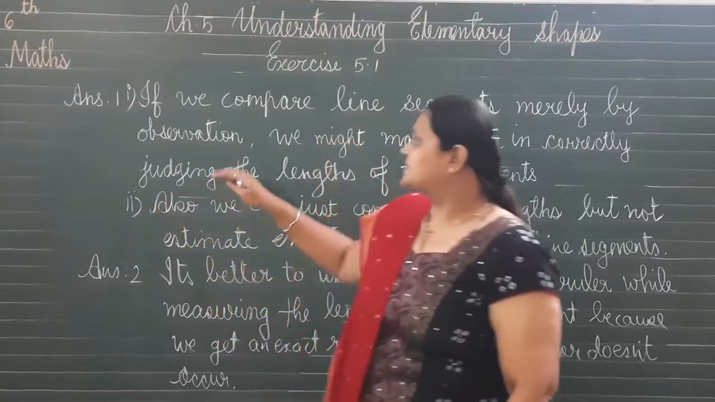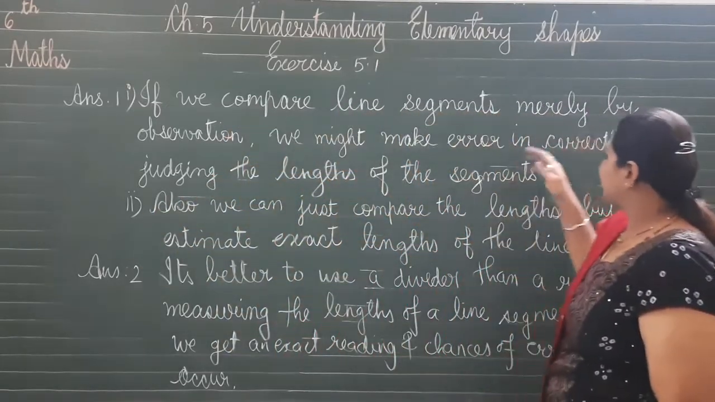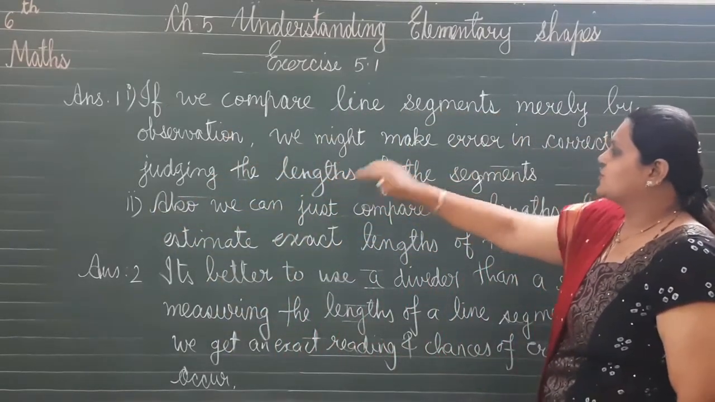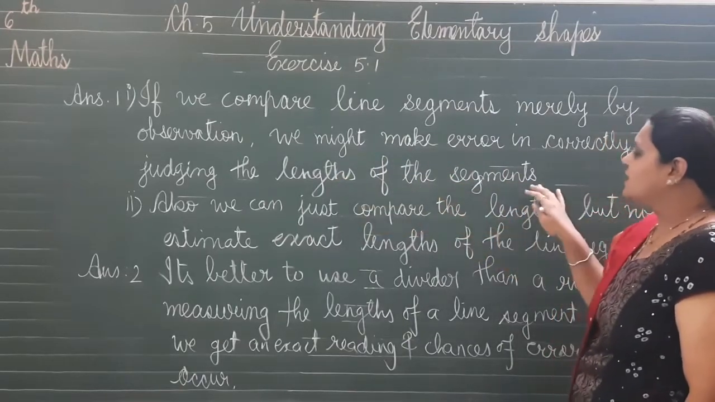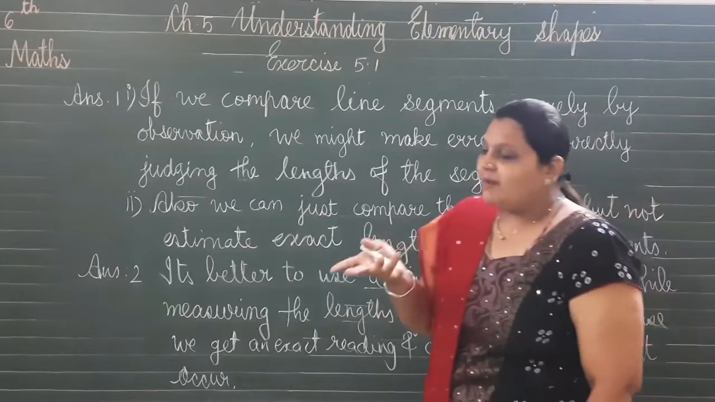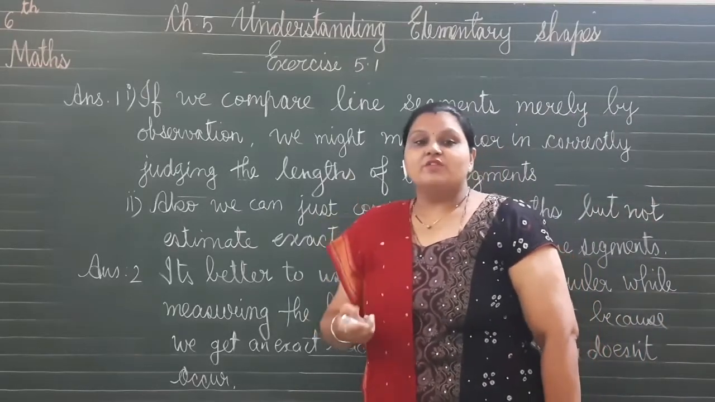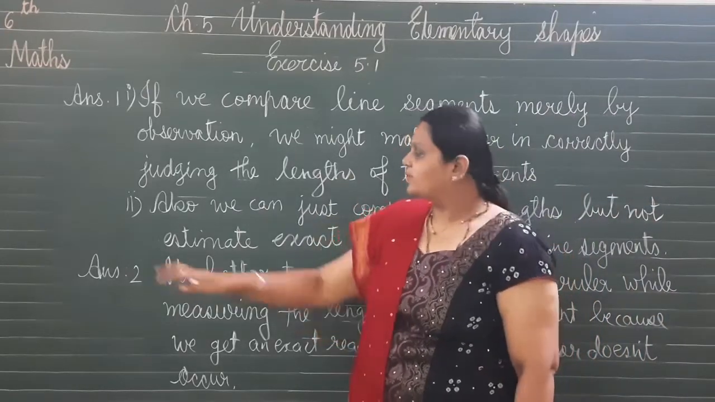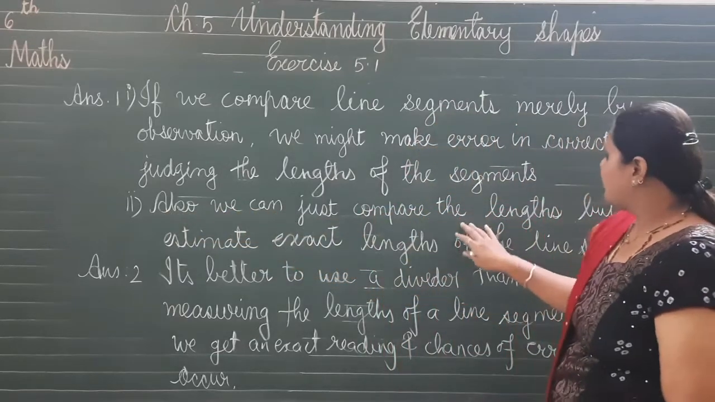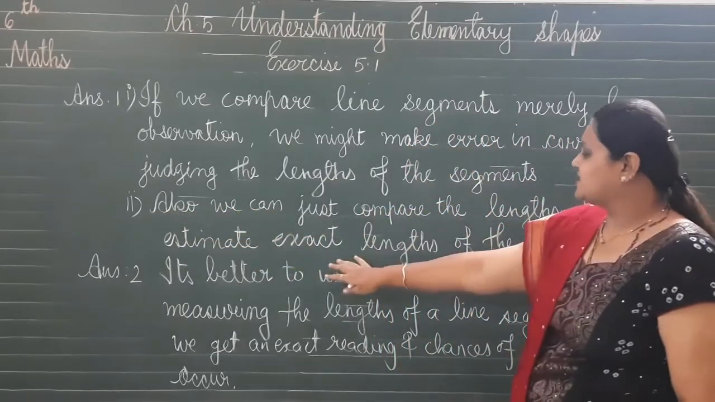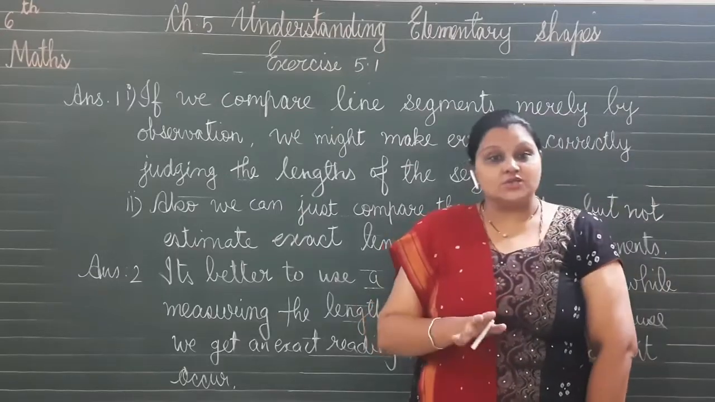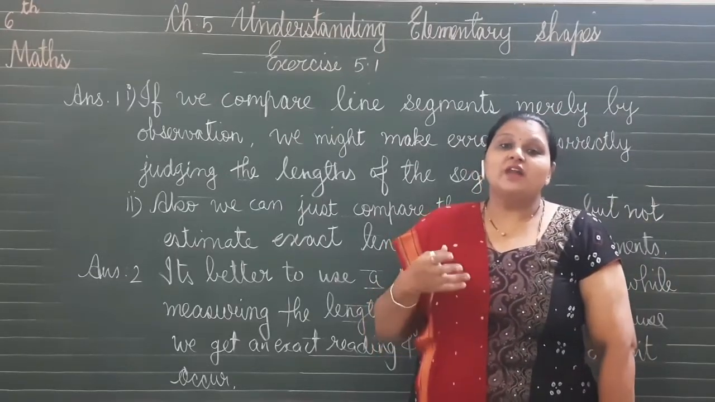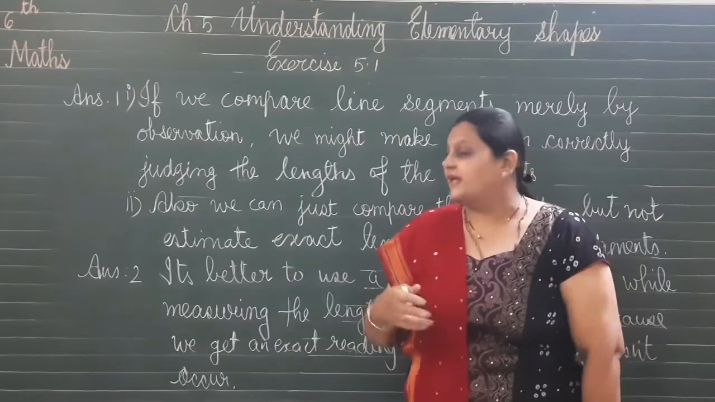So here is the answer. If we compare line segments merely by observation, we might make error in correctly judging the length of the segments. It may happen sometimes our observation may be wrong. Also, we can just compare the length but not estimate exact length of the line segment. Here only we can judge, but exact measure of the line segment we cannot say.